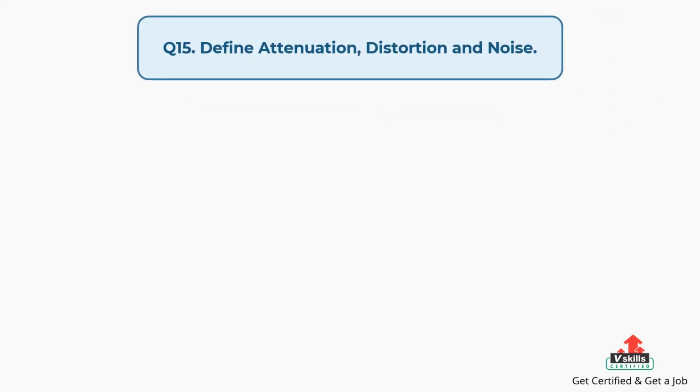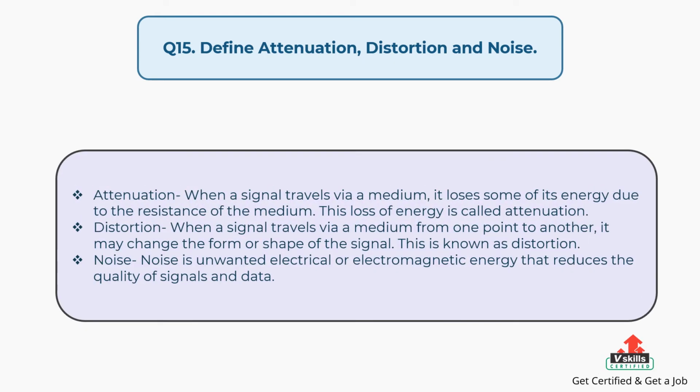Question number 15. Define attenuation, distortion, and noise. The answer is: attenuation is, when a signal travels via a medium, it loses some of its energy due to the resistance of the medium. This loss of energy is called attenuation. Distortion is, when a signal travels via a medium from one point to another, it may change the form or shape of the signal. This is known as distortion. Noise is unwanted electrical or electromagnetic energy that reduces the quality of signals and data.